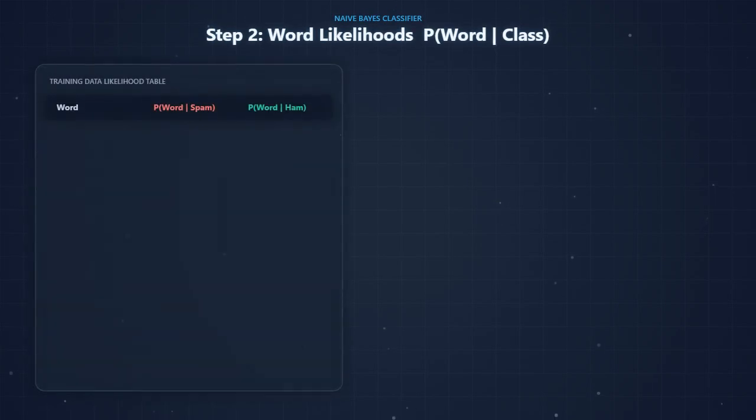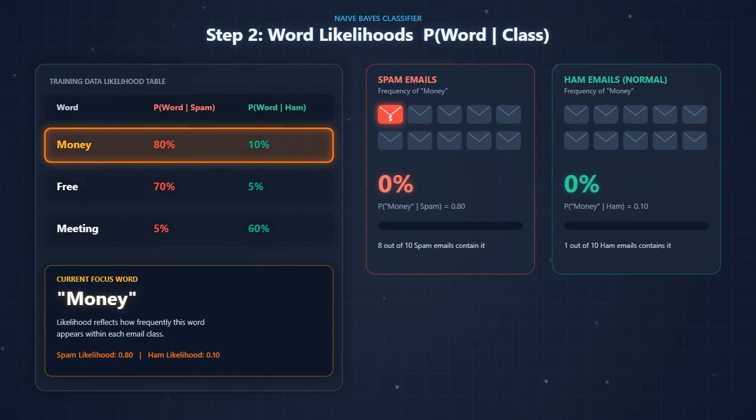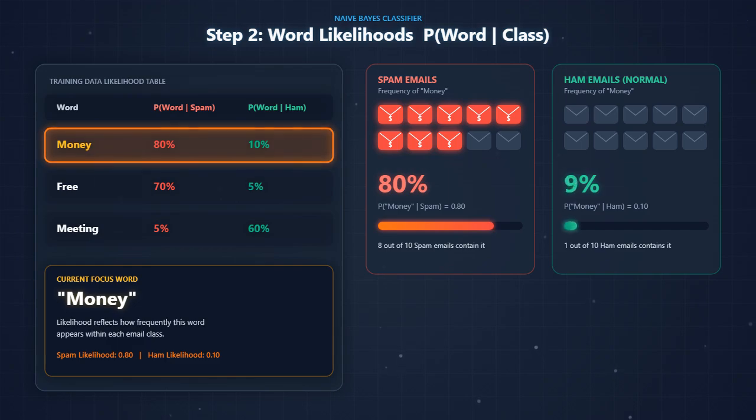Let's walk through a concrete example. Suppose we want to classify a short message, "Get cash now." We have a training dataset of labeled emails.